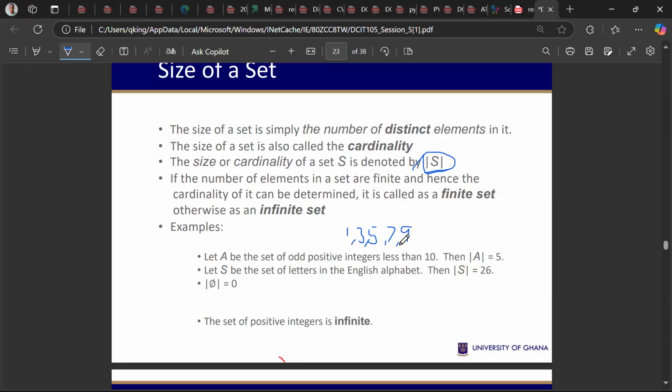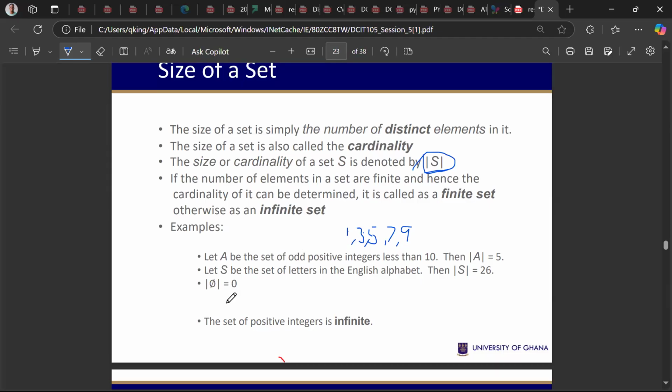We have 9. And when we want to find the cardinality of the set of odd positive integers less than 10, we have 1, 3, 5, and 7, and we want to find the cardinality. Since we know that, when you count these numbers, the odd numbers which are 1, 3, 5, 7 and 9, we get 5. And so 5 becomes the cardinality of the set A of odd positive integers less than 10.